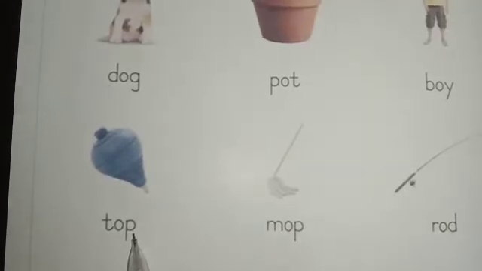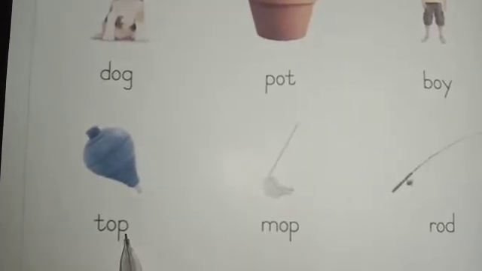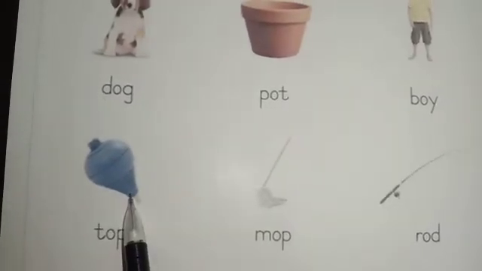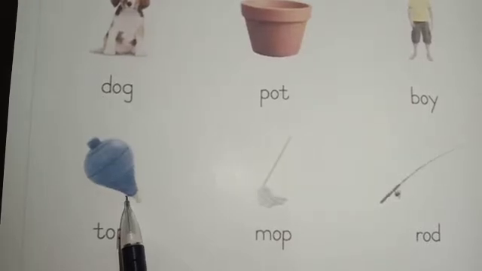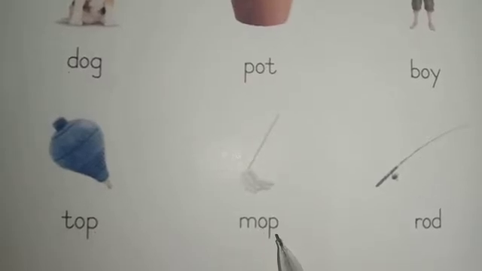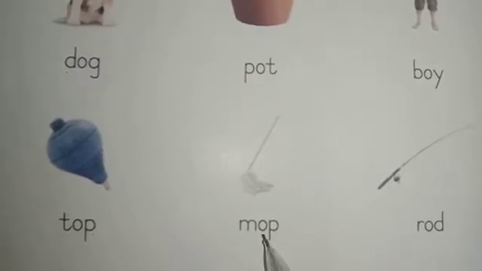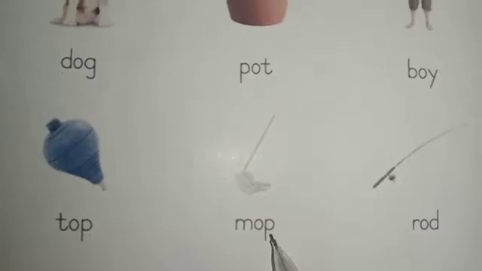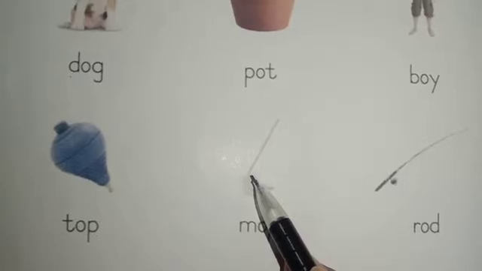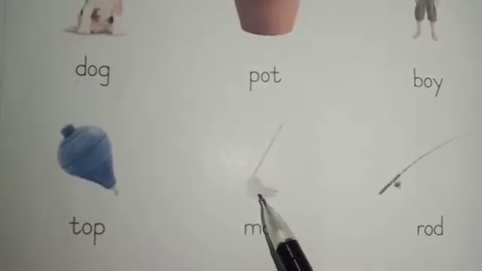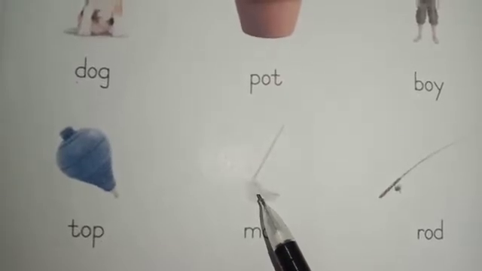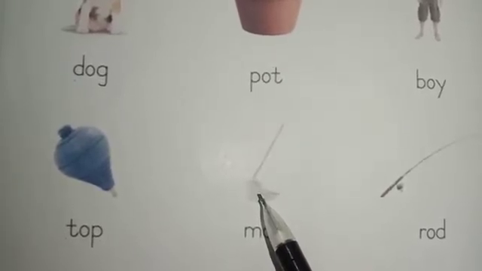T-O-P, top. Top means लट्टू और जिससे हम सब खेलते भी हैं. M-O-P, mop. Kids, mop is a tool with a long handle and a bunch of thick strings or soft material at the end, which is used for cleaning floors.